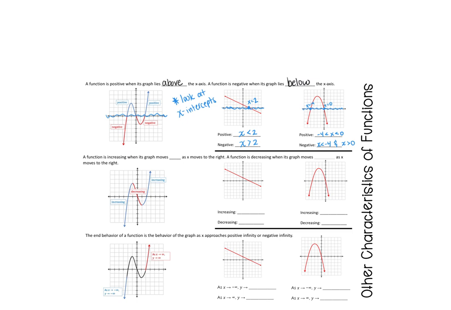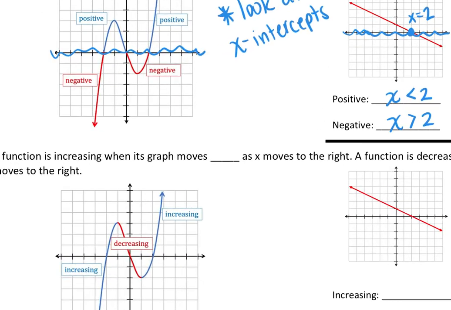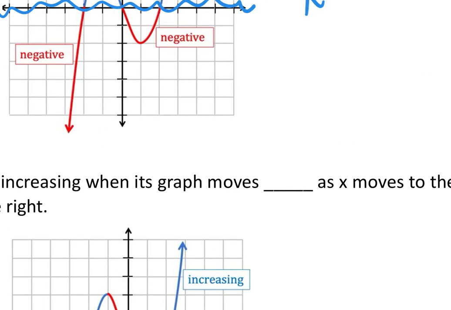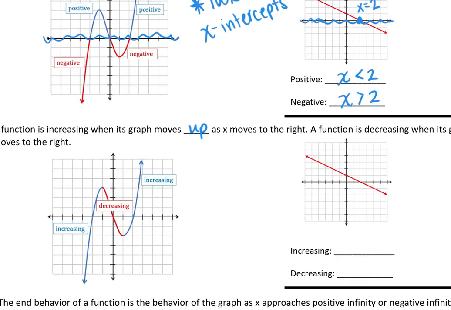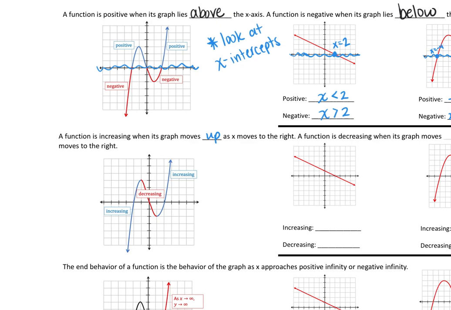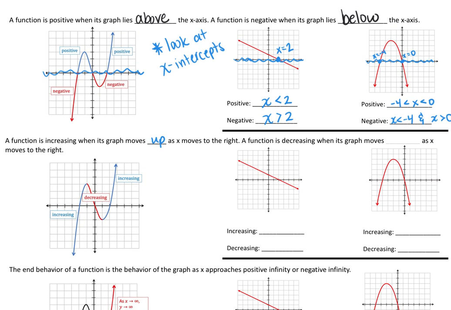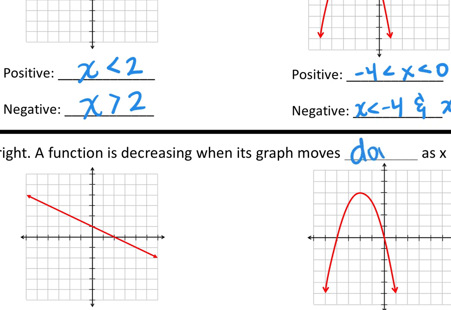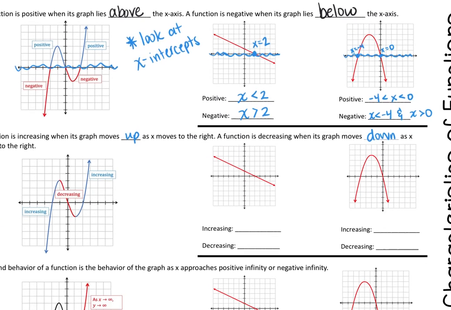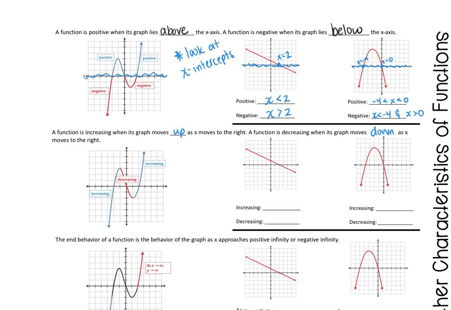Now let's look at our second flap, which is something different. So a function is increasing when its graph moves up as x moves to the right. And a function is decreasing when its graph moves down as x moves to the right.